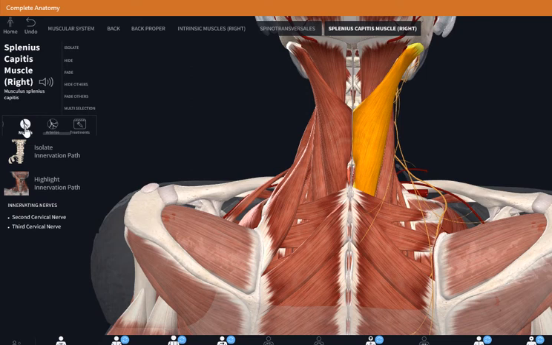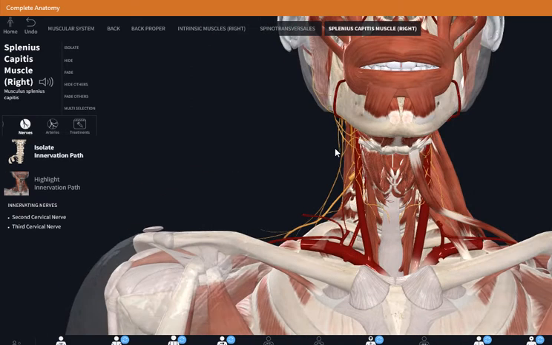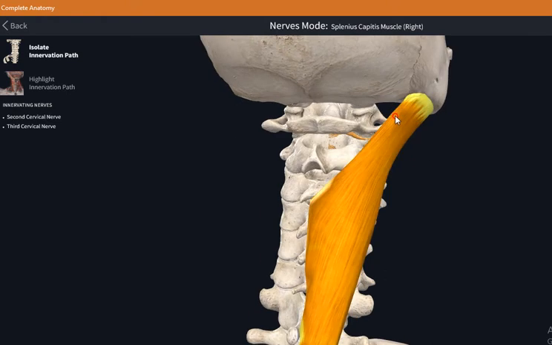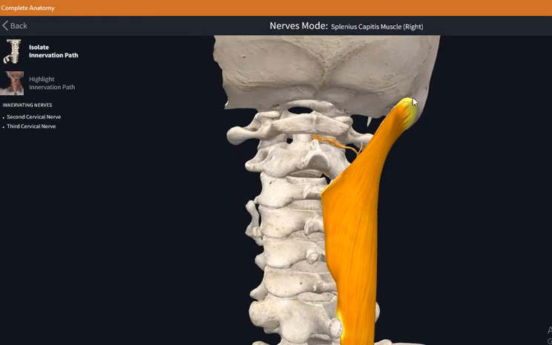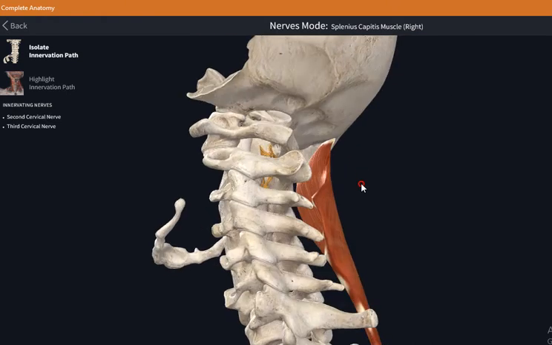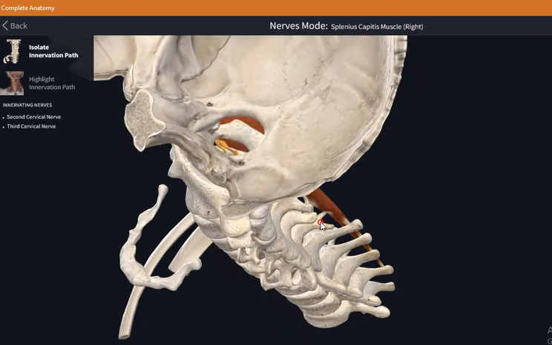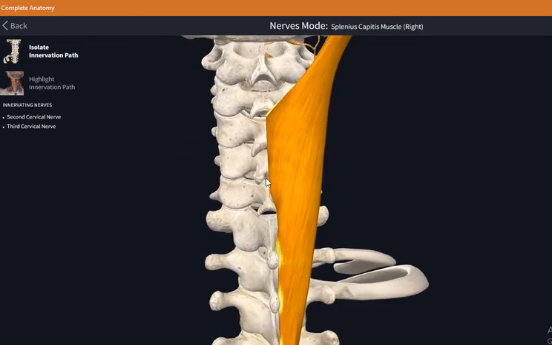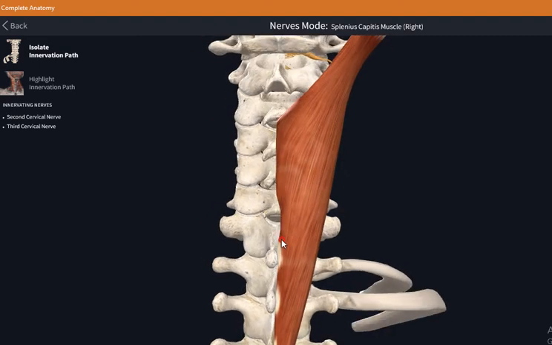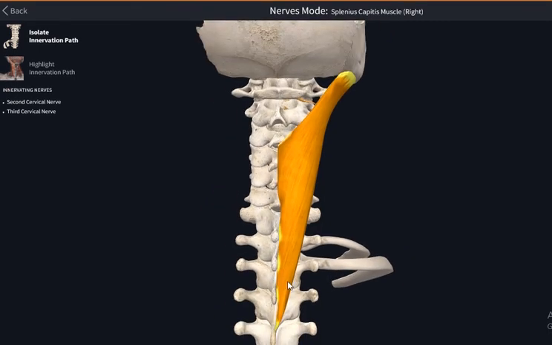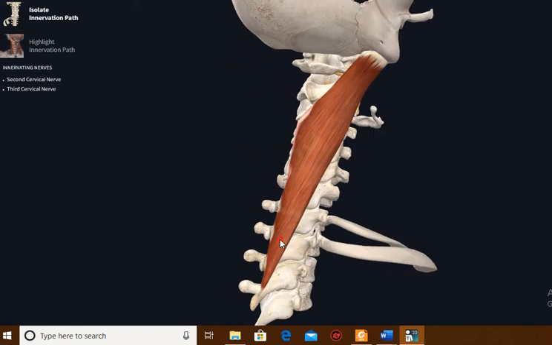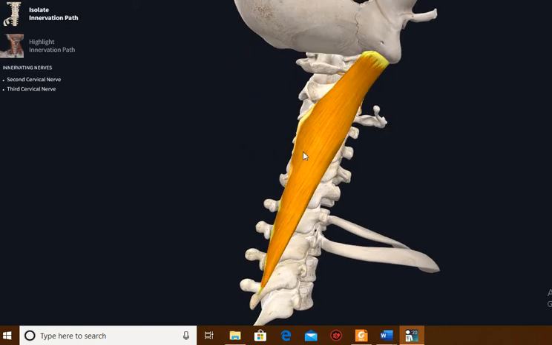The nervous supply of the Splenius Capitis will be shown here. The first thing to know about the Splenius Capitis is the origin. The origin is from the mastoid process of the temporal bone, and it's going to insert on the spinous processes of C2, C3, C4, C5, C6, and C7. It also involves the thoracic vertebrae.